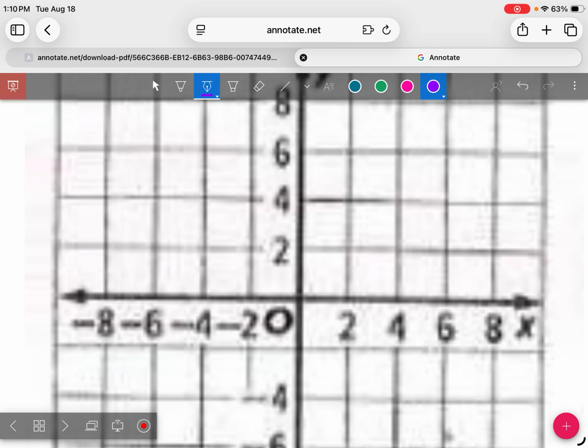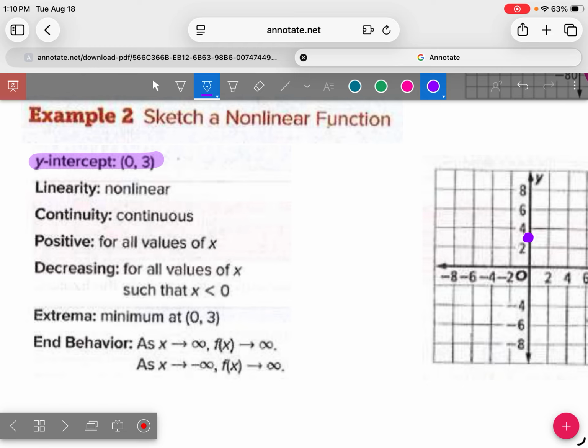So I know that part. Well, we know it's nonlinear, because that's the next thing to say. Linearity. Is it linear? No. So that just means don't use a ruler. It's not supposed to be straight. It's supposed to be a little bit more wiggly, squiggly. Might be different shapes.